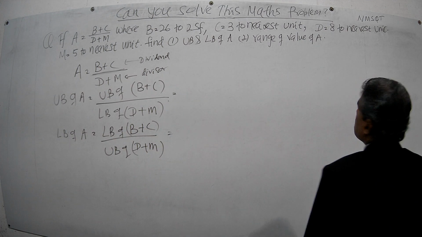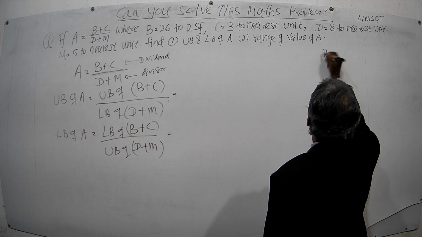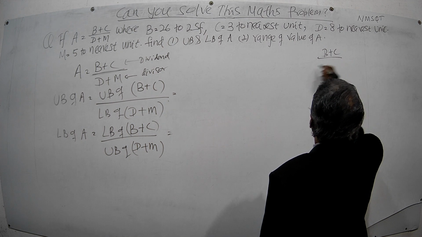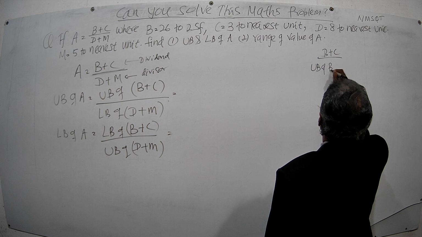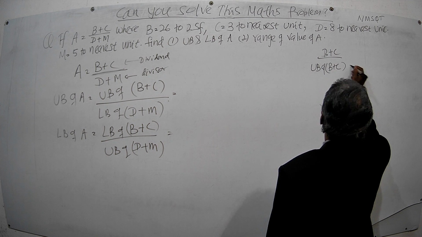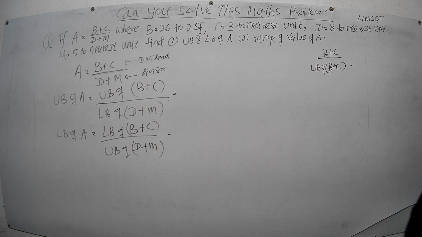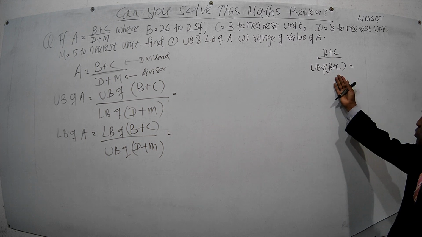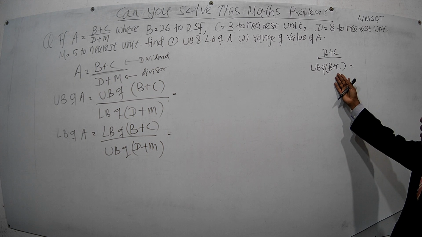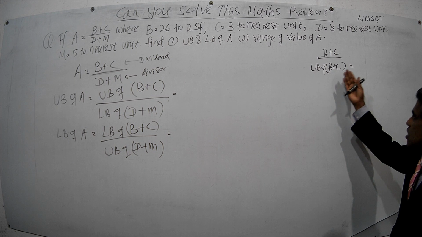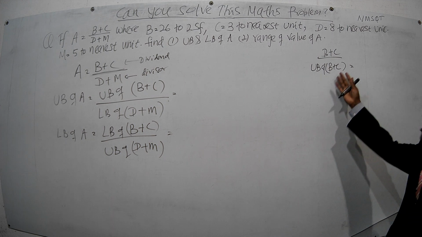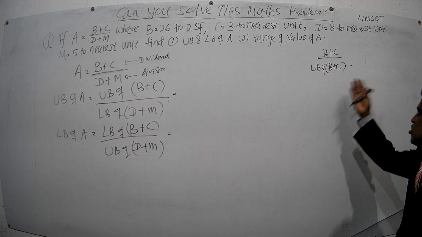Now write B plus C. We'll first write B plus C, then the upper bound of B plus C equals, now what is this? This is a sum. B plus C means B addition C. B plus C is a sum of B and C.